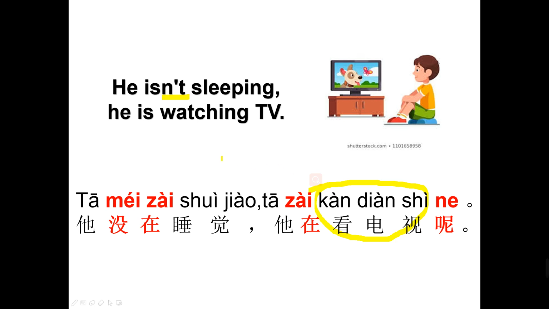Okay, so do you got it? The usage of 在 and the sentence structure of 在 blah blah 呢, and 呢 can be omitted. So please try to make several sentences with 在 and 没在。Okay.